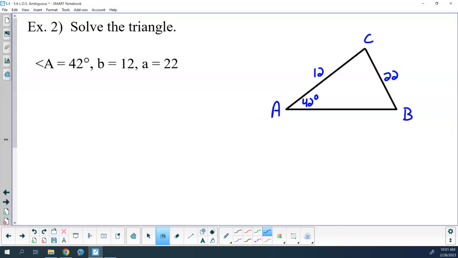What kind of a case am I given? Side, side, side, side, angle, angle, angle, side, hypotenuse, leg, or the ASS case? Angle, side, side, right? That means we're open to ambiguous. So that's the first thing that you need to do. You need to determine that this is an angle, side, side case.